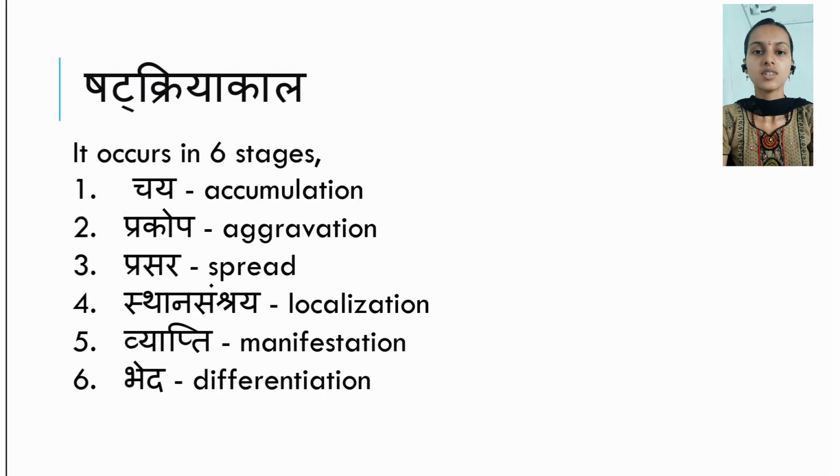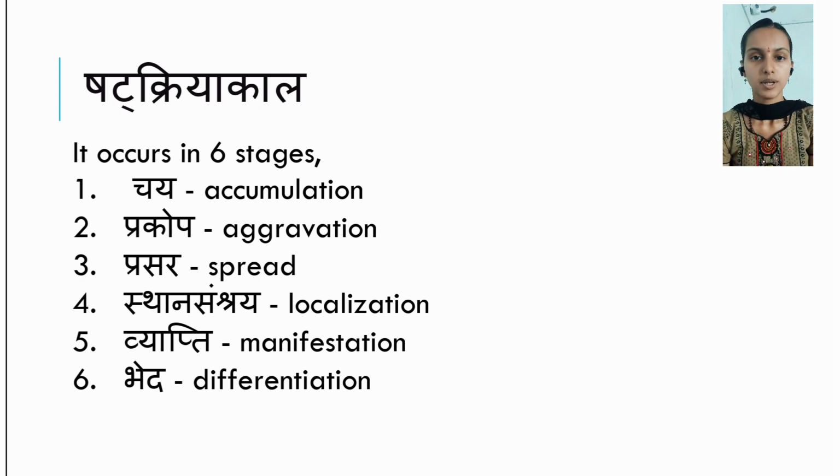Next, we know the Shat Kriyakal. The three doshas are the basis of the body. Shat Kriyakal is nothing but the pathogenesis, you can say. It occurs in 6 stages. The Choy, that is accumulation, Prakop, that is aggravation, Prasar, that is spreading, Sthanashraya means localization, Vyapti means manifestation, and Bheda means differentiation.